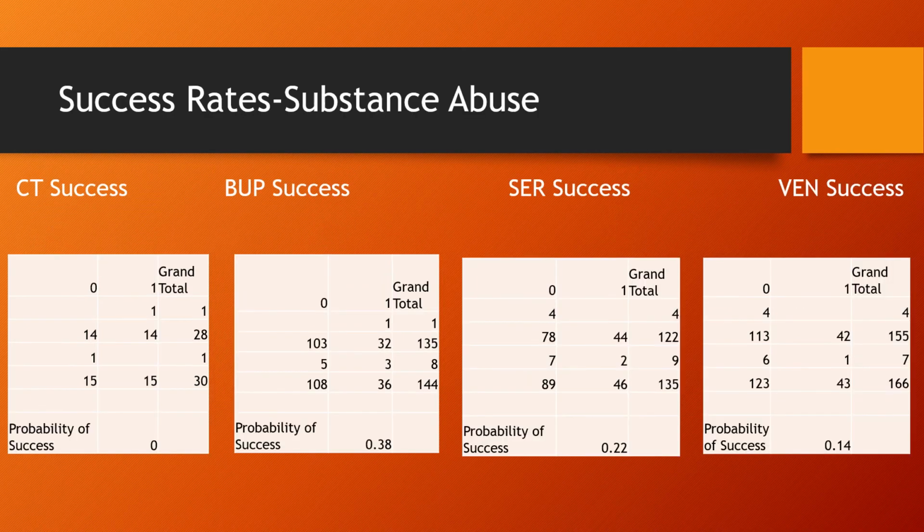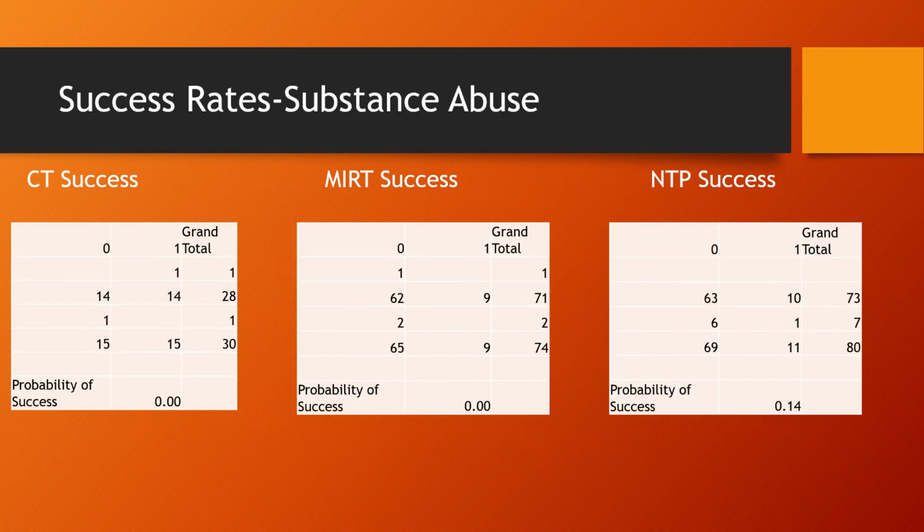When looking to see which medication had the most success with patients who also had a substance abuse diagnosis, I went back to my original pivot table and changed the row to substance abuse diagnosis. I then added each medication to the column and value fields, changed the sum to count, and calculated the probabilities of success by dividing successes by grand totals. After assessing the success rate of each medication, BUP appears to have the most success treating anxiety among patients with a substance abuse diagnosis, with a success rate of 0.38.